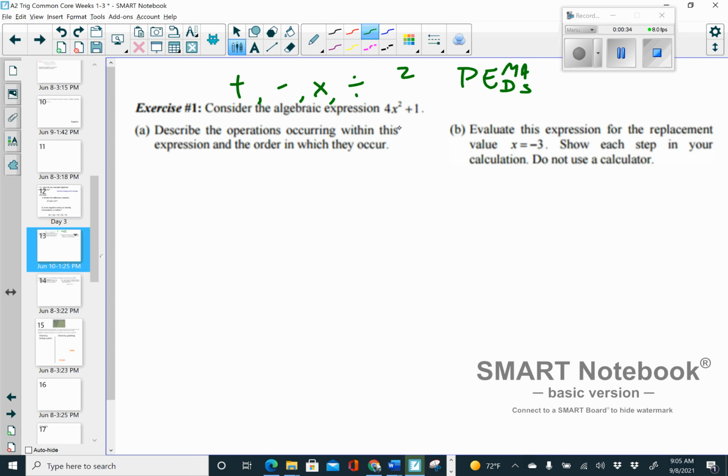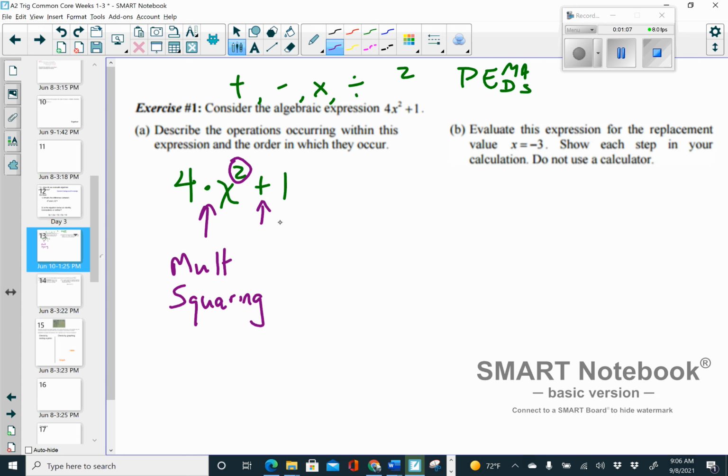So over here, it's 4. If there's no operation between a number and a variable, like 4x squared, there's an imaginary multiplication sign. And then this is plus 1. So the different operations that we see here are there is a multiplication, there is a squaring, and there is addition. So there are your different operations.